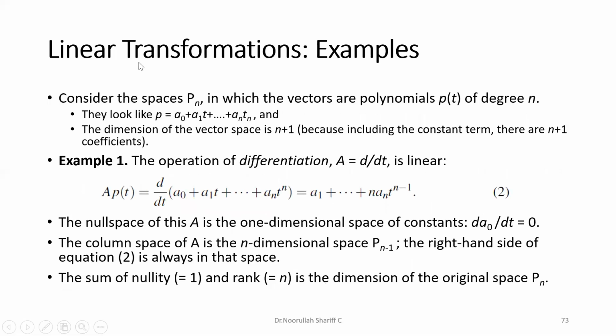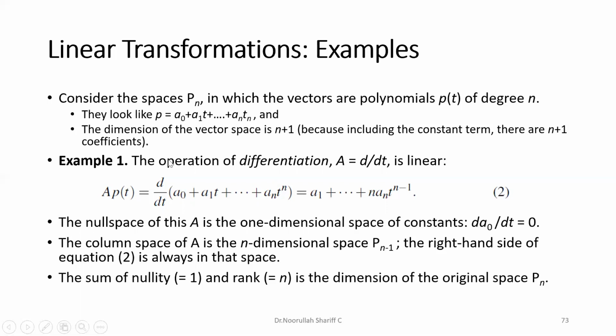So let us consider the polynomial space here, a space Pn in which the vectors are polynomials of degree n, and that can be represented by p equals a0 plus a1t plus a2t squared plus dot dot dot plus an t to the power n. So if you see a0, a1, to an, there will be n plus 1 terms. So the dimension of the vector space is n plus 1, because including the constant, there are n plus 1 coefficients. Therefore, the vector space here corresponds to n plus 1.